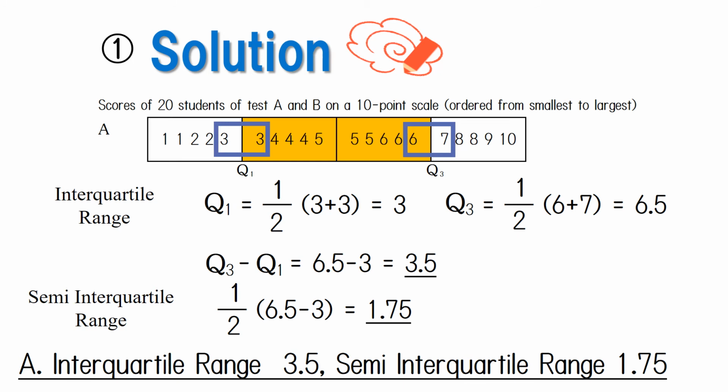Next, find the semi-interquartile range. The semi-interquartile range is the interquartile range divided by 2. So we take 1/2 times (6.5 minus 3), which equals 1.75.